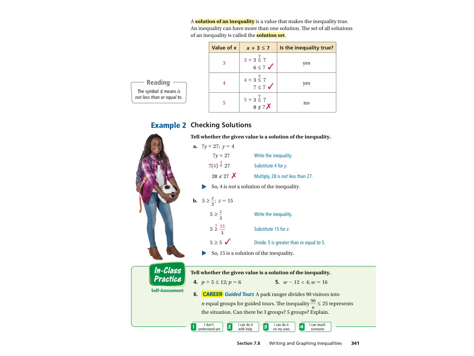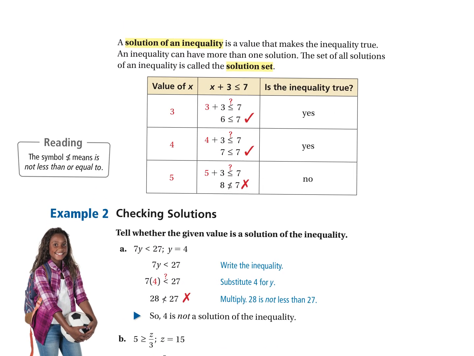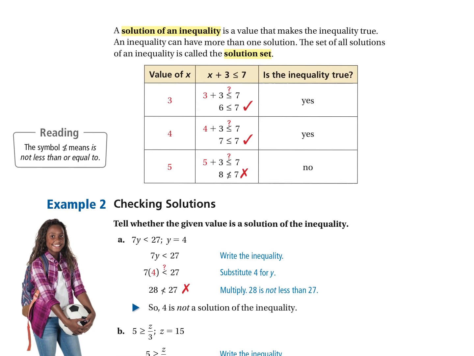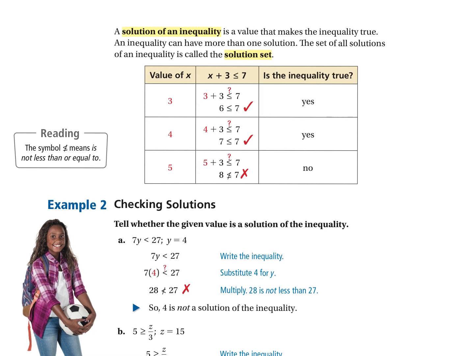At the top, it says that a solution of an inequality is a value that makes the inequality true. We talked about solutions just the other day when we were working with equations. Same thing. It is a value that makes the inequality, today since we're working with inequalities, true. An inequality can have more than one solution. That's what's different about an inequality than an equation. The set of all solutions of an inequality is called a solution set.